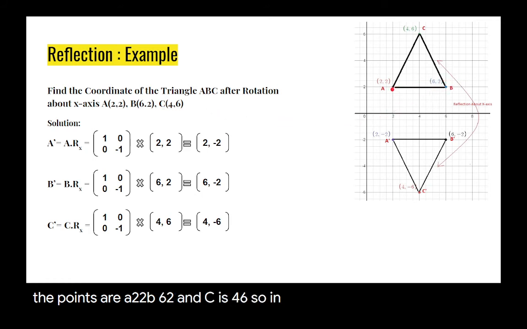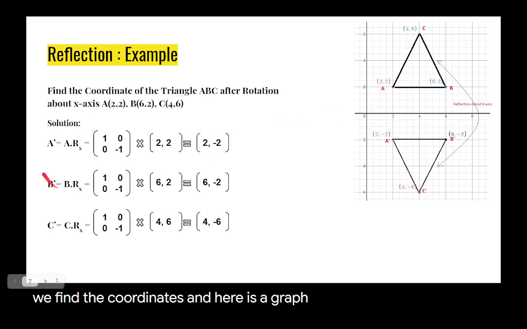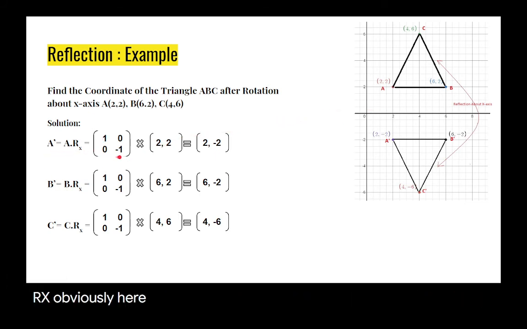So in this diagram, here is A, here is B, here is C. After the reflection, this triangle becomes this. How do we find these coordinates? And here is the graph. First, A dash is equal to A Rx. Obviously, here is the matrix which is used for reflection about the x-axis.